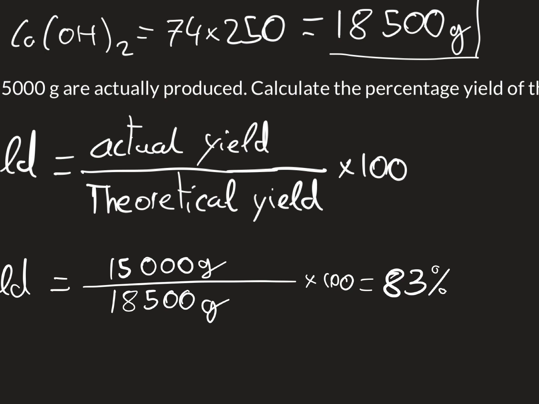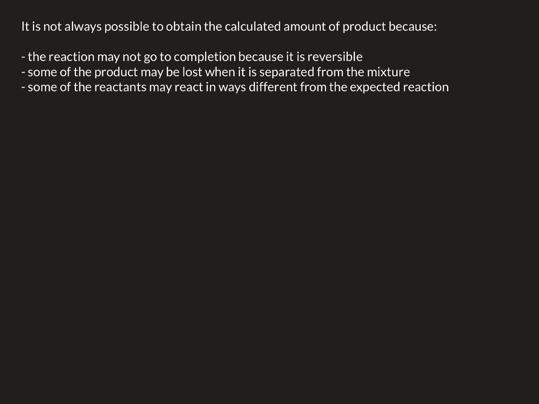But why only 15,000 grams are actually produced? It is not always possible to obtain the calculated amount of products because of the following points. And I've taken this right from the IGCSE specification, so you need to know them really well. 1. The reaction may not go to completion because it is reversible. 2. Some of the product may be lost when it is separated from the mixture. And finally, some of the reactants may react in ways different from the expected reaction.